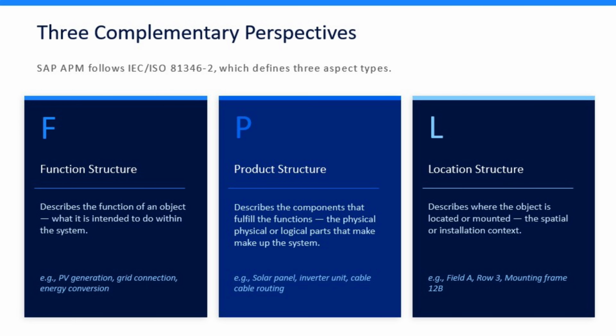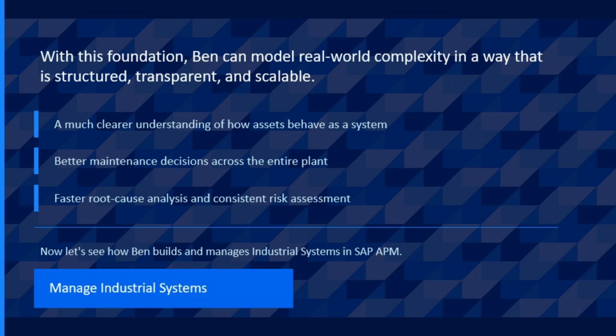This allows multiple views of the same system and ensures that engineering, maintenance, and operations teams speak the same language when navigating system components. With this foundation, Ben can model real-world operational complexity in a way that is structured, transparent, and scalable, giving him a much clearer understanding of how assets behave as a system and enabling better maintenance decisions across the entire plant. Now that we understand why industrial systems are so important for Ben, let's look at how he actually builds and manages them in SAP Asset Performance Management.